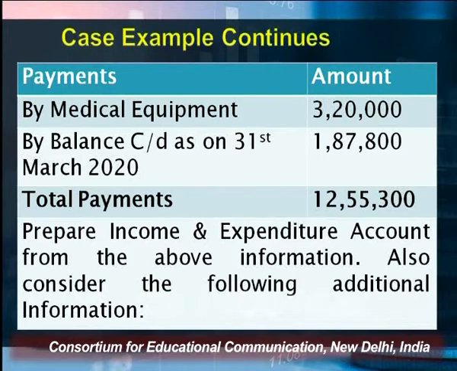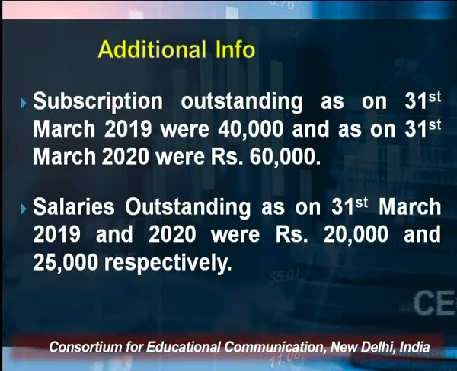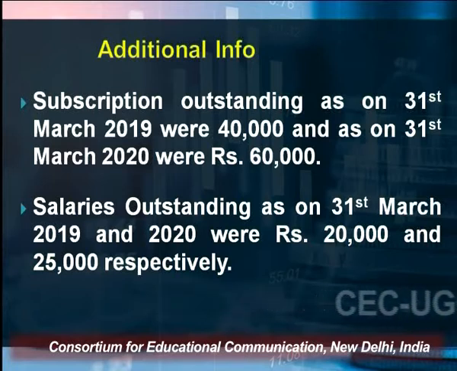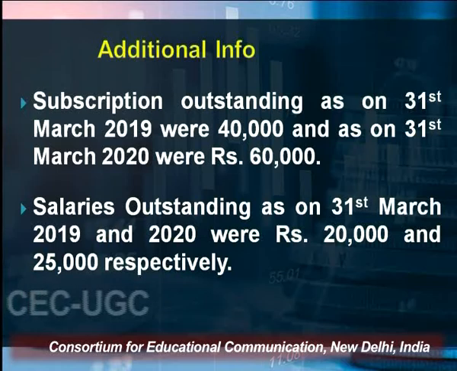Also consider the following additional information. So what additional information is given to us? That is also very, very important to read. The first information says that subscription outstanding as on 31st March 2019 was 40,000 and on 31st March 2020 was 60,000. So as friends, please note down the dates.